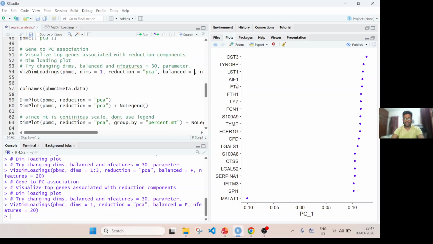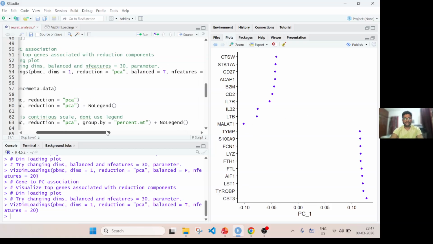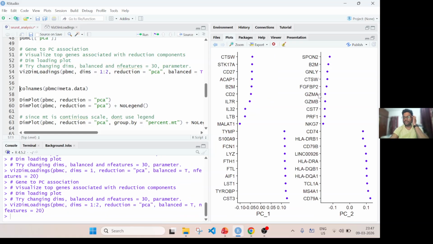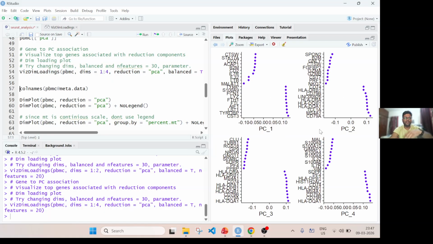But if you say balanced equal to true, what will happen? It will give 20 features which are positively and which are negatively correlated. So these are the genes which are positively correlated, and these are the genes which are negatively correlated. So you can do balanced equal to true that way as well. And you can say how many dimensions you want. Now 1:2 is the same plot, but for PC1 and PC2. We can even go for 1:4, and it will accordingly draw the plot.